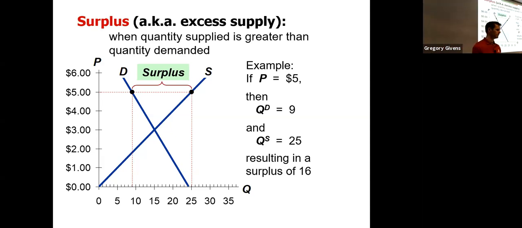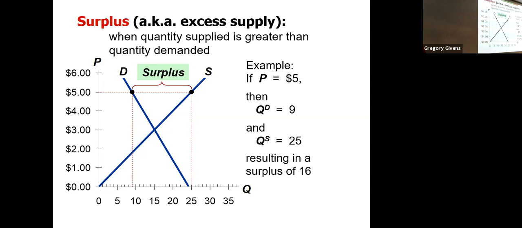What's going to happen, though? Does it really make any sense for this surplus to persist for a long time? How do firms and buyers respond to this situation? Yeah, fourth row. Yeah, think about what's going on here.